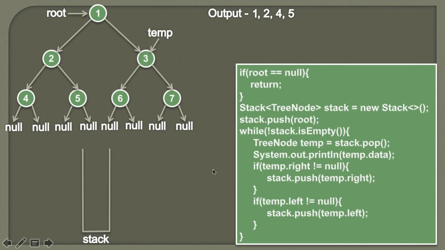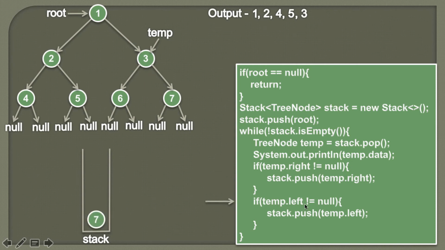Moving ahead. Now we'll simply print the data associated with this temporary node. So the output we see 3, and then we check whether temp right is equal to null or not. So currently temp right is not equal to null. Therefore the condition in if block comes out to be true. So in the if block we simply push temp right, which is the node 7, on the stack.